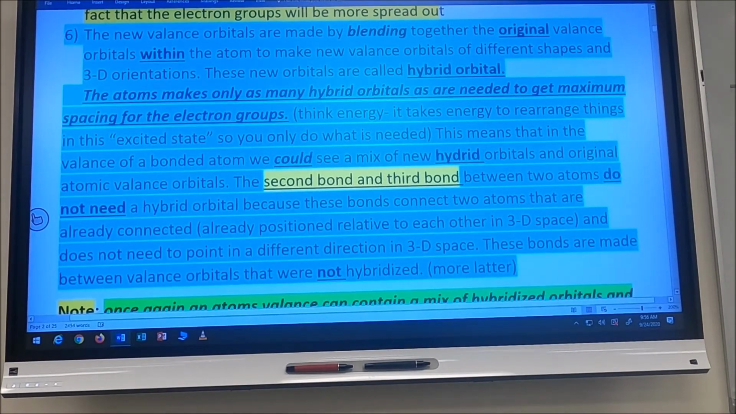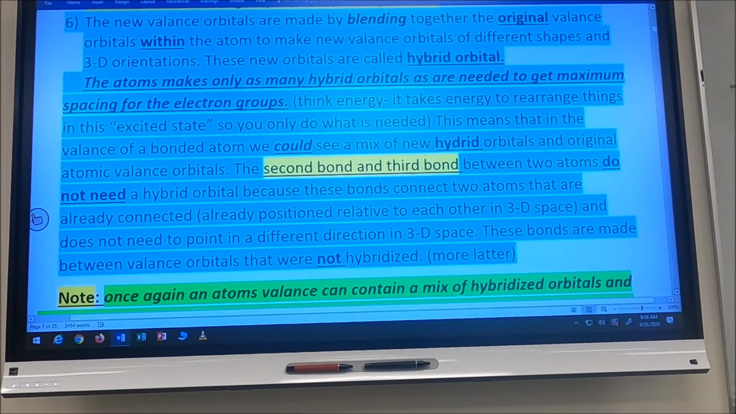These new orbitals, called hybrid orbitals, are made by blending together the original atomic orbitals, and an atom makes only as many hybrid orbitals as it needs to get maximum spacing for electron groups. Think energy. It takes energy to go into an excited state. It takes energy to remodel the valence.